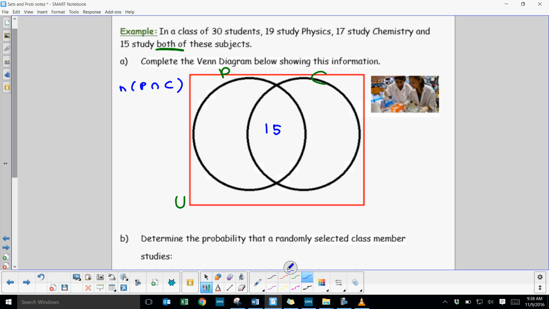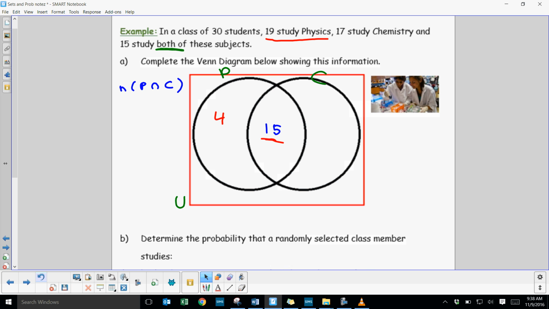Sometimes your Venn diagrams ask you to list the elements in the Venn diagram. Sometimes they'll be asking you to put in how many there are, like the number of elements. So there's 15 elements, 15 students in the centre who study both of these subjects. The next thing to look at is physics only. 19 study physics, but they don't say physics only. If they say 19 study physics, that means this whole circle studies physics, so that 19 includes the 15 in the middle. So try to think how many extra study physics only. It'd be 19 minus 15, so only 4 students study physics only.